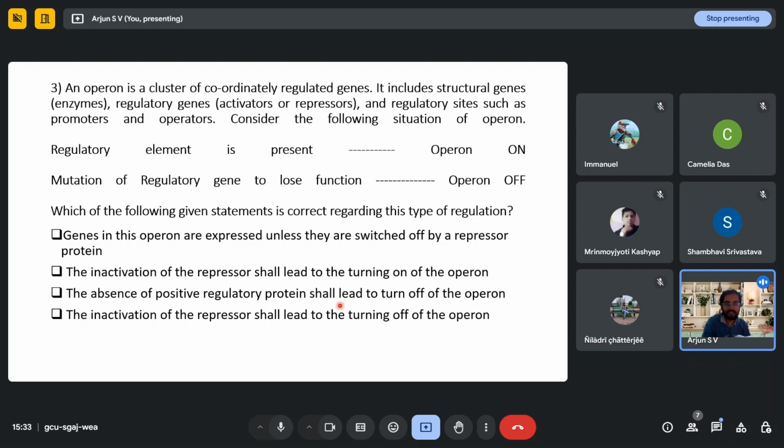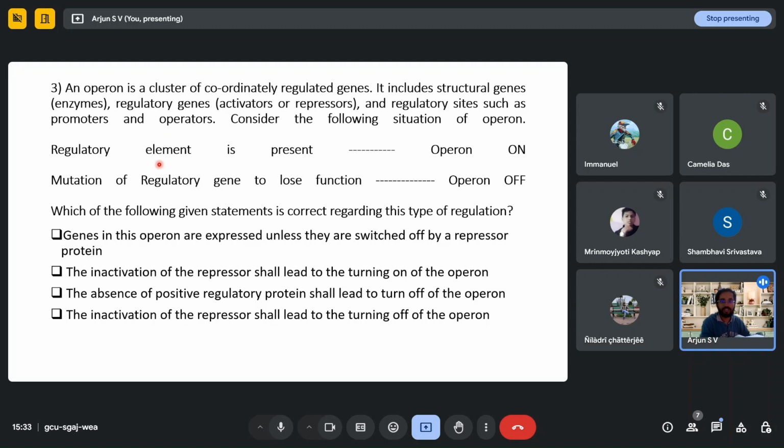Regulatory element is present, which results in operon being on, and mutation of the regulatory gene is to lose function, which results in the operon being off. So the question is, which of the following given statements is correct regarding this type of regulation? So from these two situations, what can you conclude about this operon?